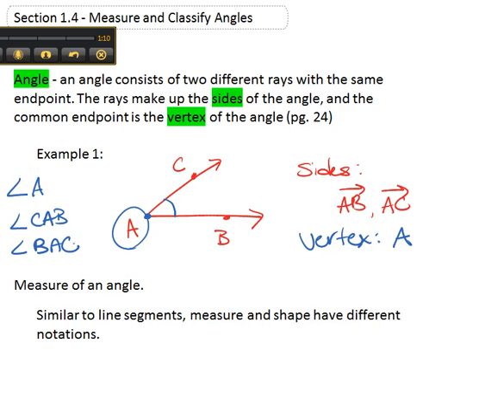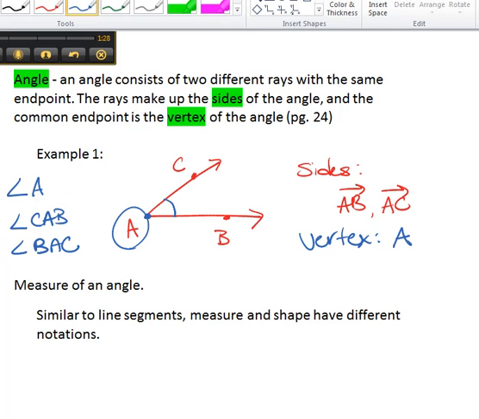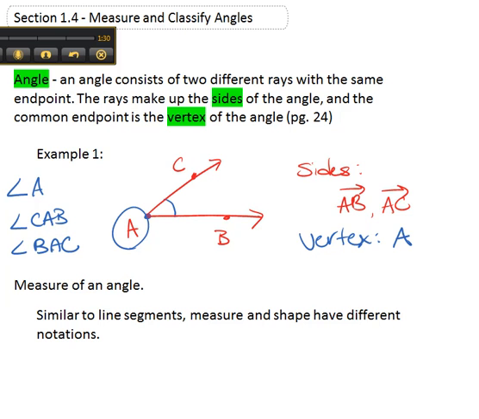In naming an angle, we can use just the vertex name if there are no other angles that have A as its vertex. If there are other angles, we need to be a little more specific, in which case we use points that lie on the two sides of the angle. No matter what, whenever we name an angle, the vertex is the middle letter. So we have CAB or BAC. And those are the three ways to name the angle that we have drawn on the board.